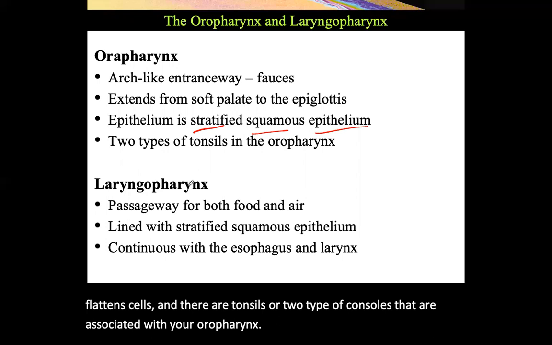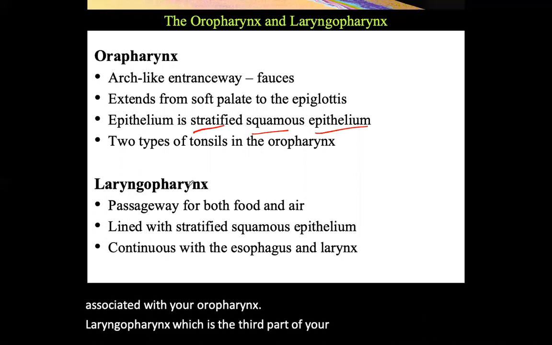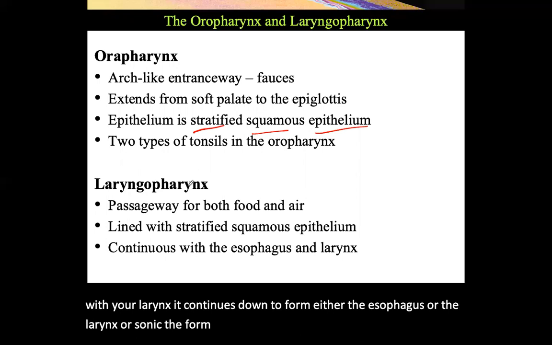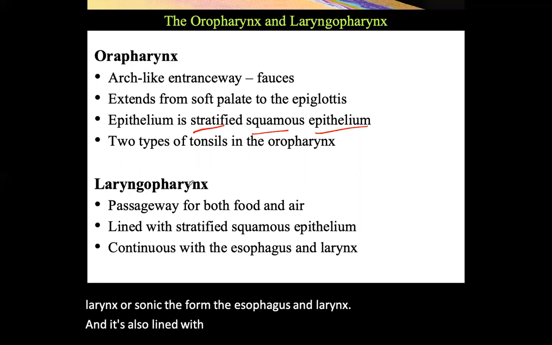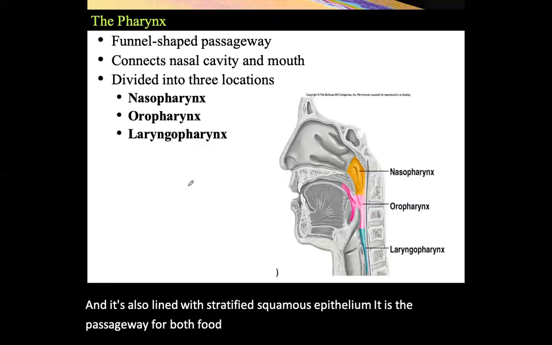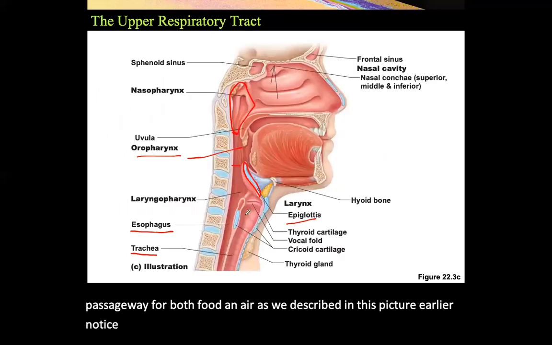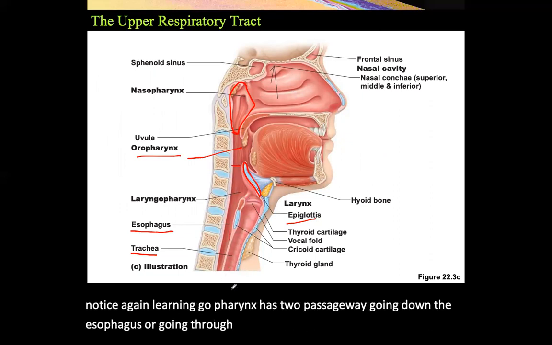Laryngopharynx, which is the third part of your pharynx, is associated with your larynx. It continues down to form the esophagus and the larynx. And it's also lined with the stratified squamous epithelium. It is the passageway for both food and air, as we described in this picture earlier. Notice again, laryngopharynx has two passageways, going down the esophagus or going through the trachea for the air.